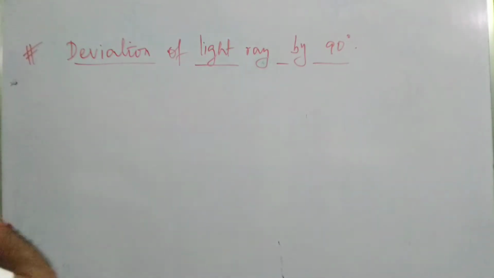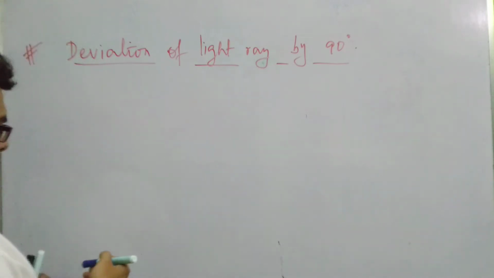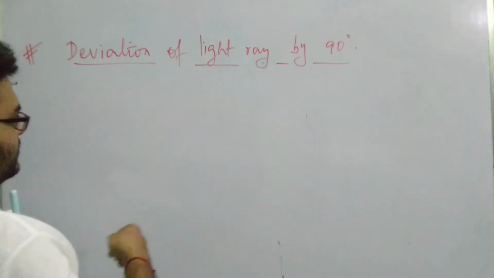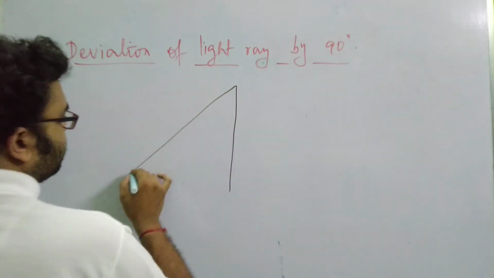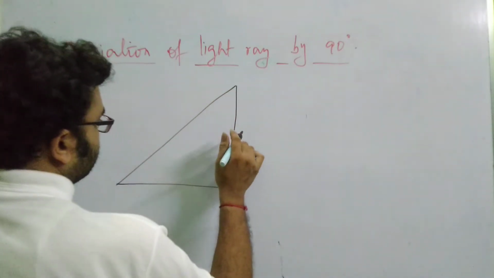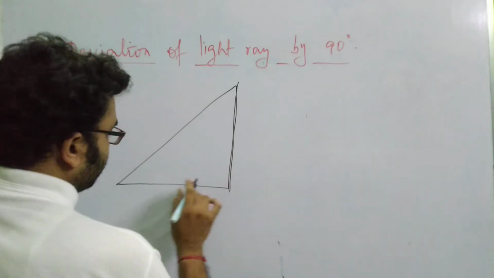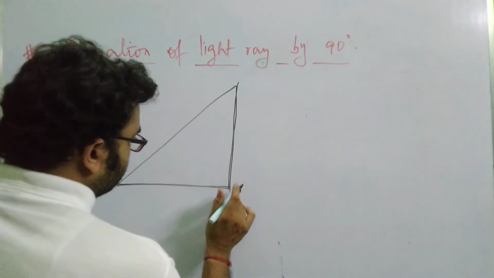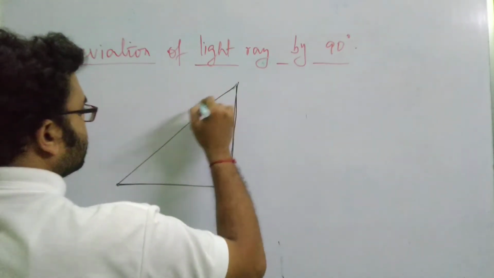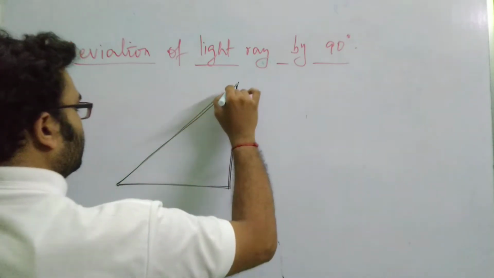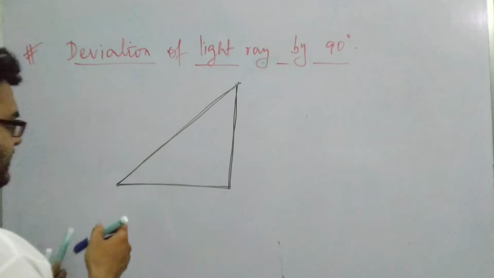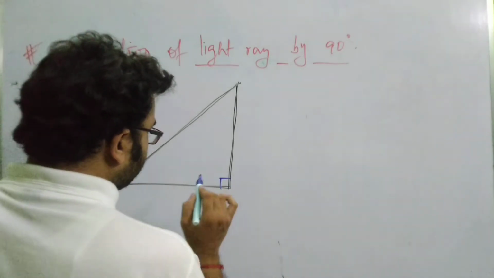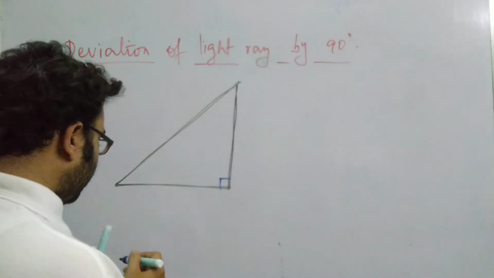Now consider, if you want to deviate a light ray by 90 degree, how will we use the prism? See. So let us draw the prism first. So we will be considering the prism in this manner. Okay. The figure may not be exact, but it will be, I think, enough to understand the concept. So this particular angle is 90 degree angle. Okay, and the other two angles are 45 degree. So you can understand that.